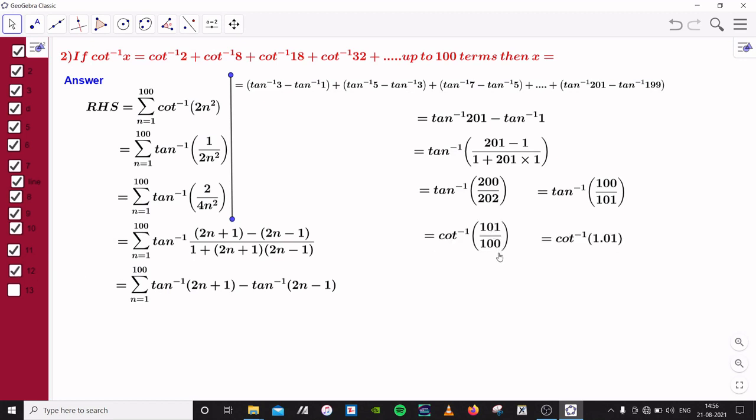What is 101 by 100? That is 1.01. Then the RHS, on simplification we get cot inverse 1.01. Here it is given as cot inverse x. Now, what is the value of x? x is equal to 1.01. That's the answer. Is it clear? Okay.